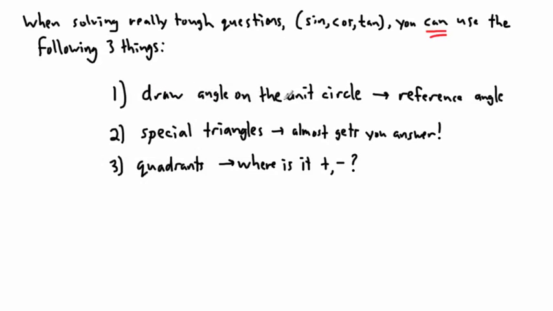I'm going to draw the angle on the unit circle. And then I'm going to use my special triangles, which no longer necessarily need the unit circle. But I'm going to use special triangles to almost get me the answer. And I'm going to make sure with quadrants that I know if it's positive or negative or what it should be. Now, I'm going to show you what I mean by special triangles and quadrants.